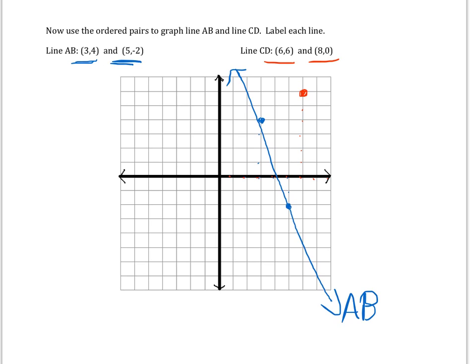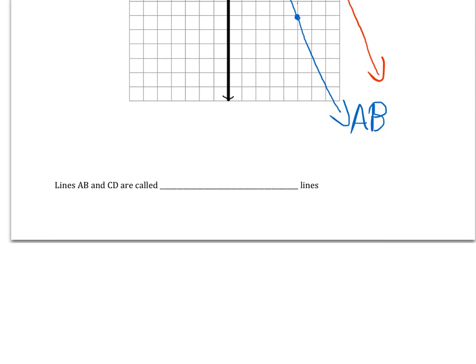And then 0, I don't go up, I don't go down. So it is right there. So then, if I connect those 2 points, I'm going to end up with a line that looks like this. Okay. Now, if you use a straight edge, which you should have, your lines will be a lot straighter than mine will. But what I want you doing is going on to this next part.